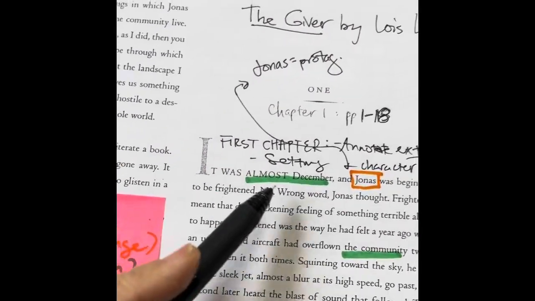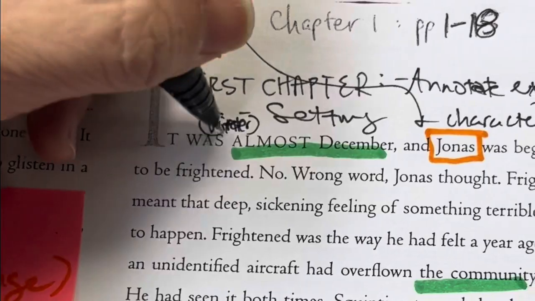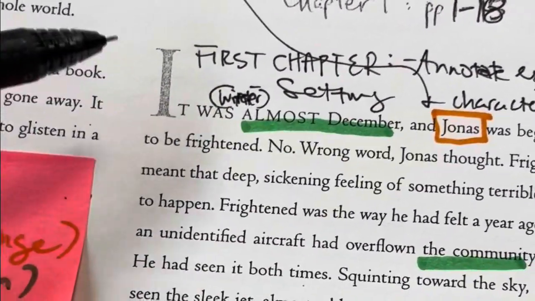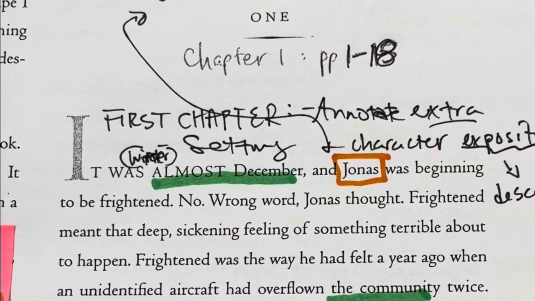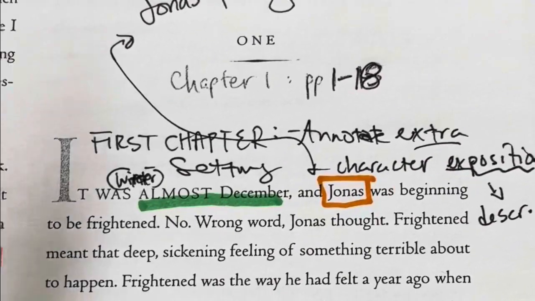And what setting do we have so far? We know it's winter. Almost December. And then he was beginning to be frightened. So that's kind of interesting. That already has my interest. Why is he frightened that it's almost December? That's weird. We'll find out.